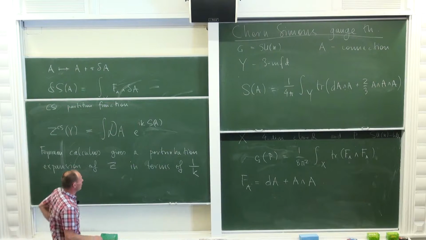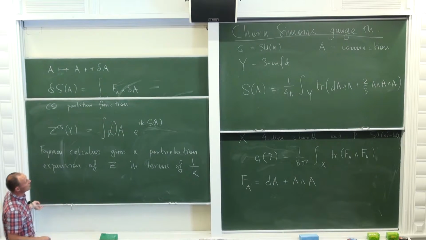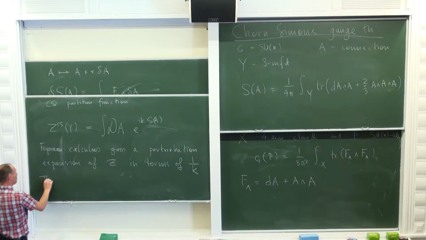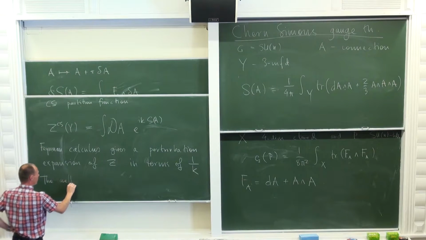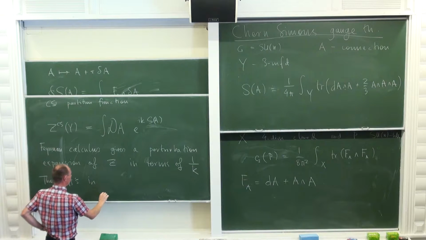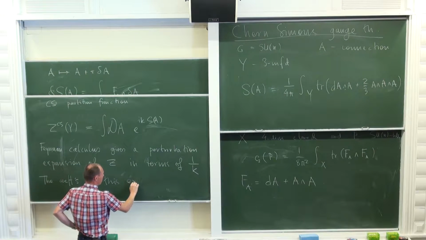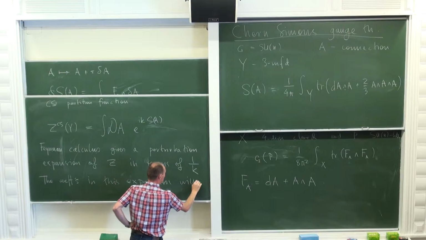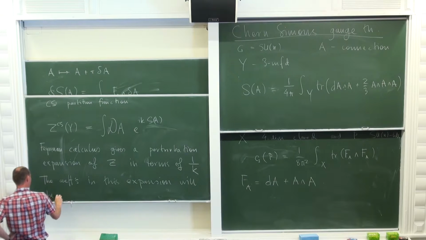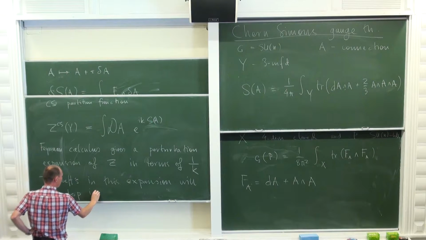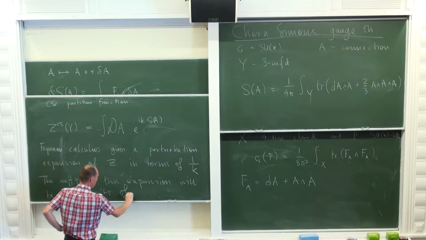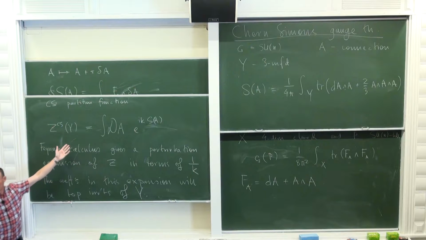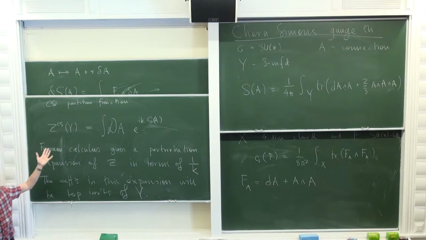And the point why this is spoken about here is that the coefficients in this expansion will be topological invariants of Y. Given that it makes sense, it's the only thing it can depend on, right? This is Y itself.